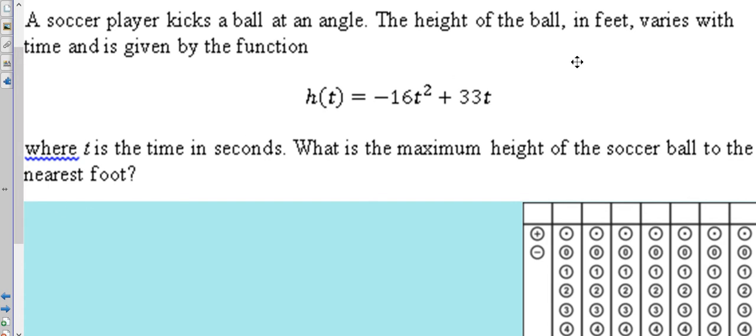The height of the ball in feet varies with the time and is given by this function, where t is the time in seconds. What is the maximum height of the soccer ball to the nearest foot? So we're looking for the maximum height.